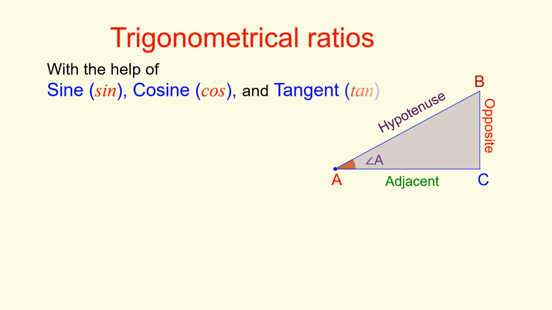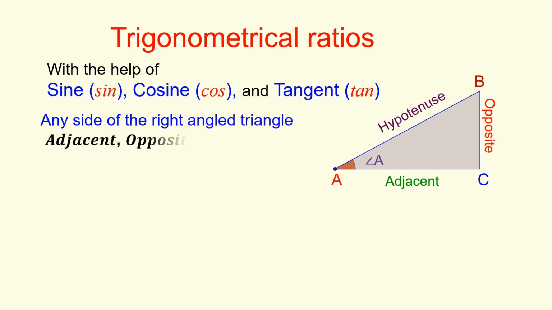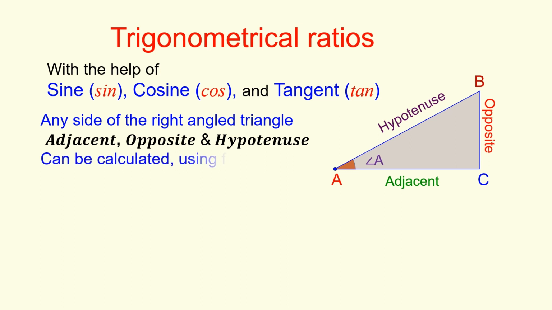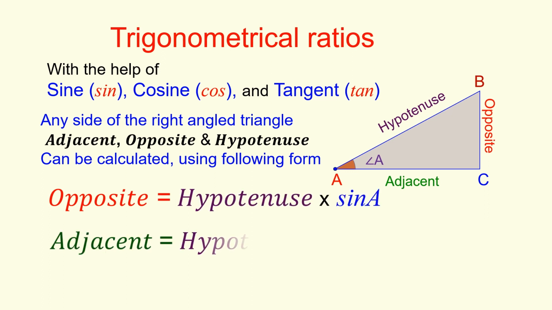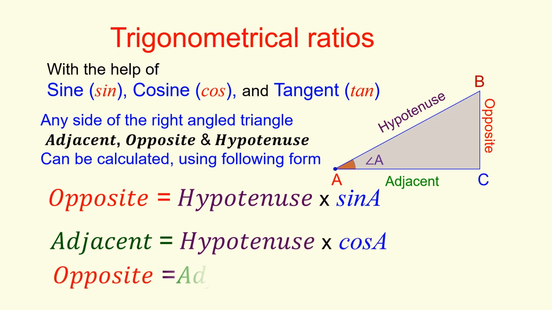With the help of sine, cosine, and tangent, any side of the right-angled triangle, adjacent, opposite, and hypotenuse can be calculated using following form. Opposite equals hypotenuse multiplied by sin A. Adjacent equals hypotenuse multiplied by cos A. Opposite equals adjacent multiplied by tan A.